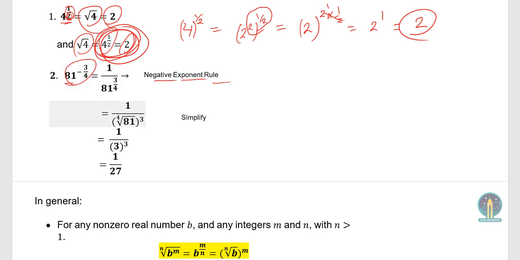And we can simplify this. So the 4th root of 81 is 3, so 3 times 3 times 3 times 3. 3 times 3 is 9. 9 times 3 is 27. 27 times 3 is 81. Okay? So the final result is 1 over 27.